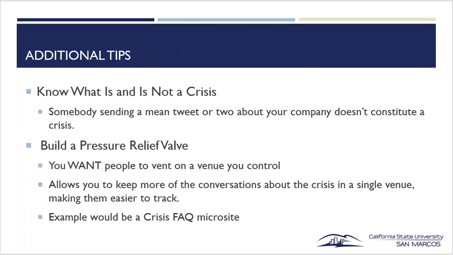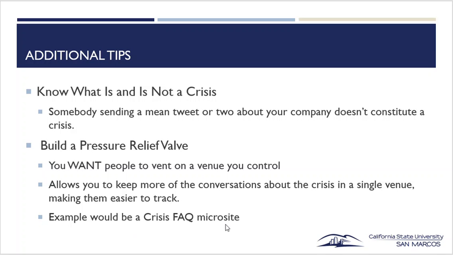So some additional tips on how to deal with a crisis: know what is and what is not a crisis. Somebody sending a mean tweet or two about a company doesn't mean it's a crisis. Build a pressure relief valve. You want people to vent on a venue you can control. It allows you to keep more of the conversation about the crisis in a single venue, making it easier to track. So an example could be a crisis fact microsite.